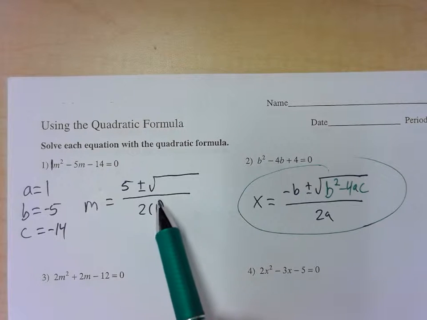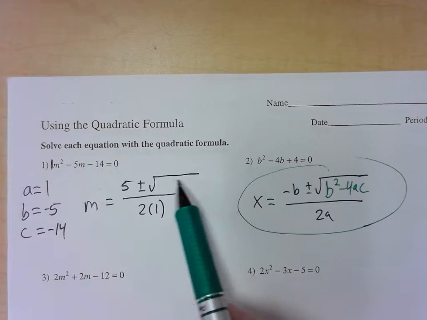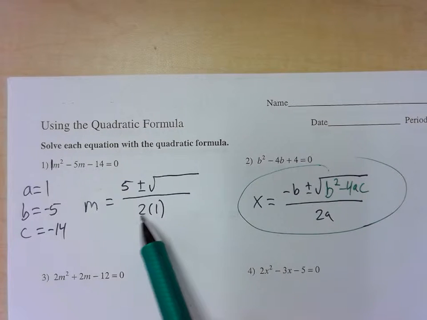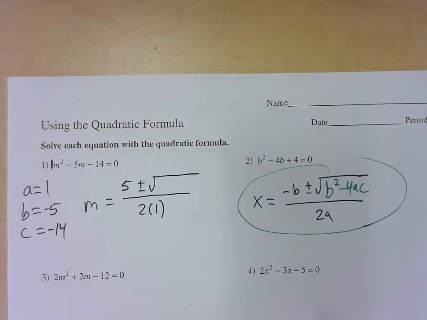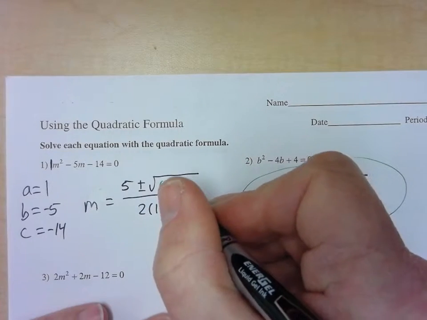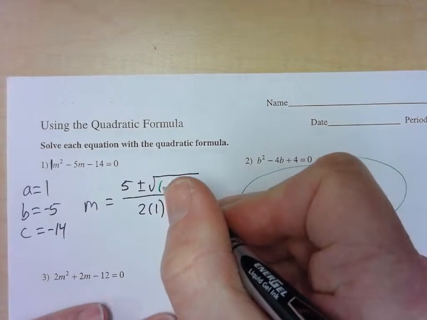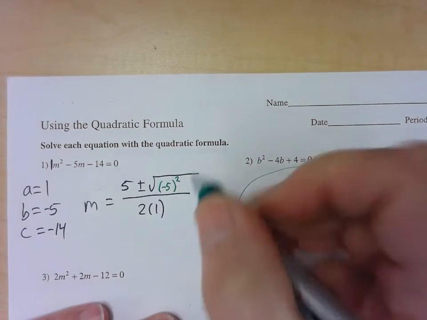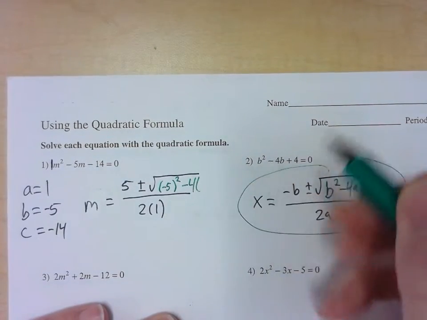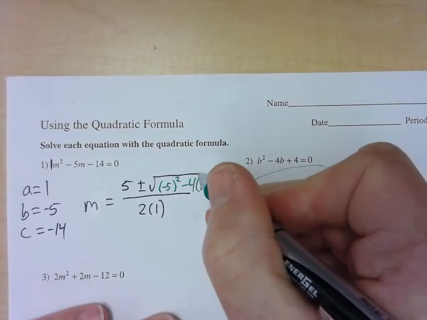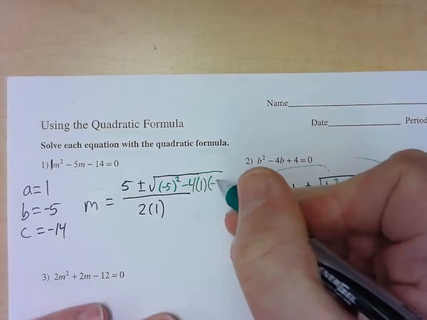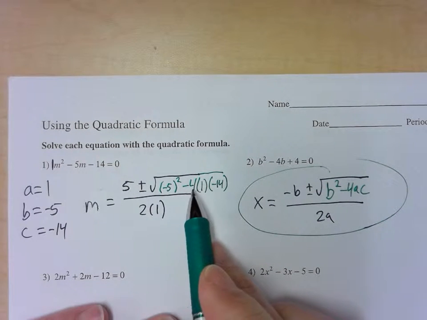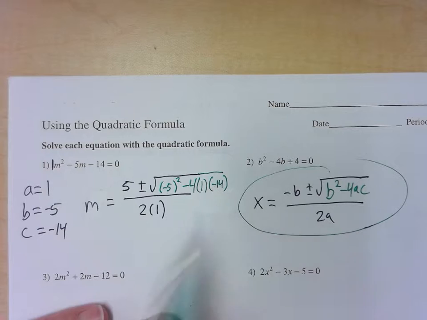The only calculation that we really need to do that's challenging to us is the inside part here. That's really where we have to do the calculations. 2 times 1 isn't much of a calculation, is it? So we're going to do b squared. Now, if you're using a calculator, it's very important that you put the negative 5 in parentheses so that you square the negative. And then minus 4, parentheses, a is 1, and c is negative 14. So it's 5 squared minus 4 times 1 times negative 14.